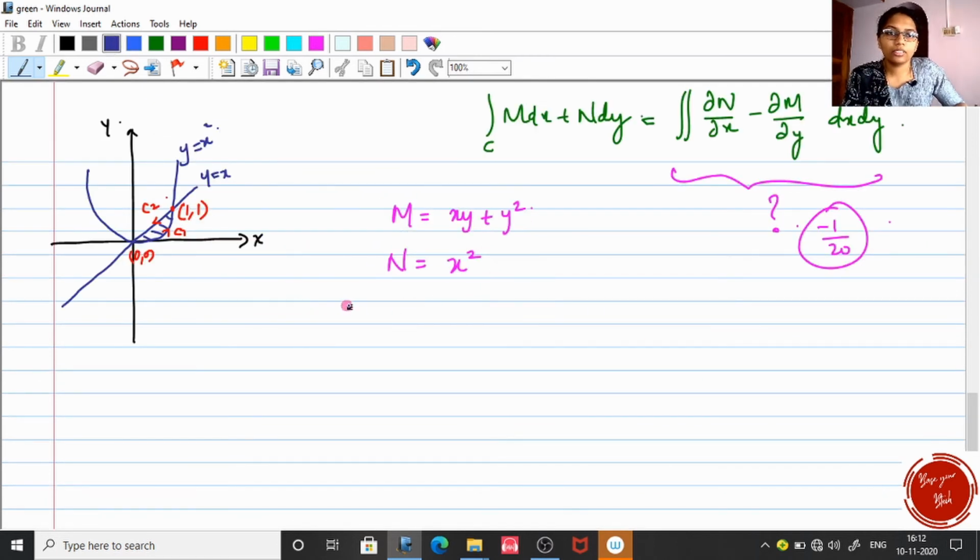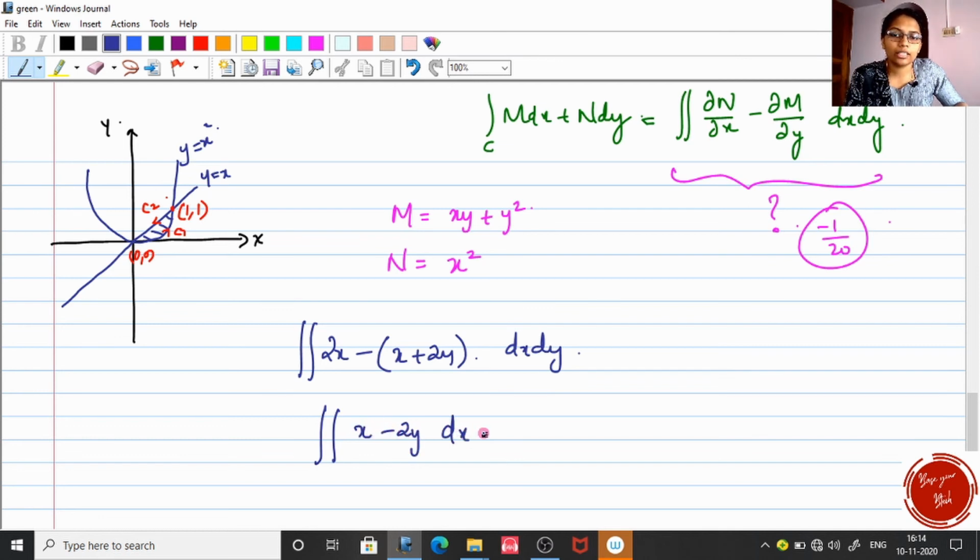Now, we have to move with the RHS, that is dou n by dou x, the partial derivative of n with respect to x, that is 2x, minus dou m by dou y, the partial derivative with respect to y, which is x plus 2y, isn't it? So, this into dx dy. So, you will have the double integral 2x minus x is x minus 2y dx dy, okay.